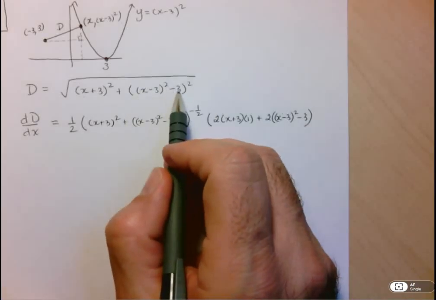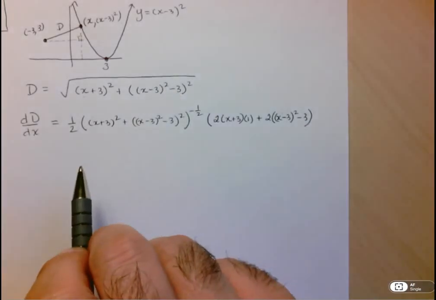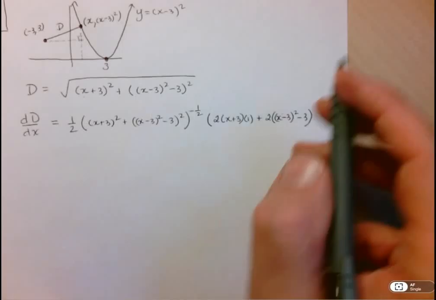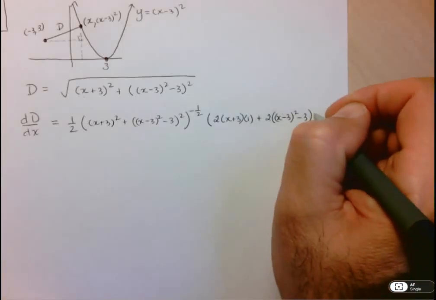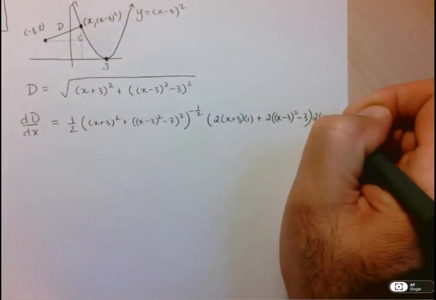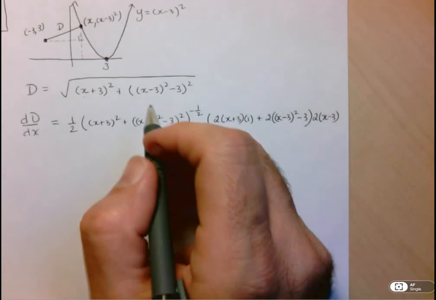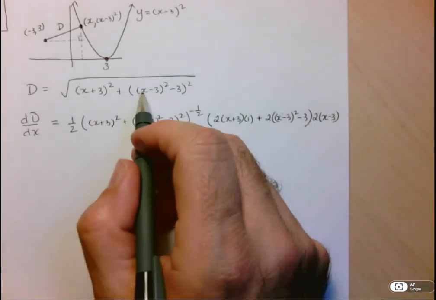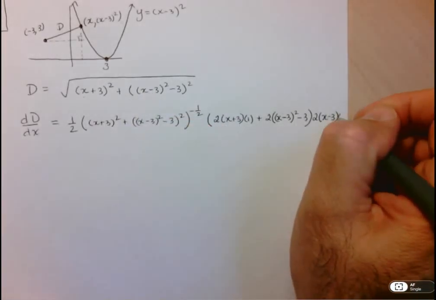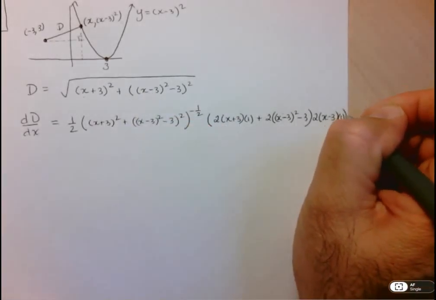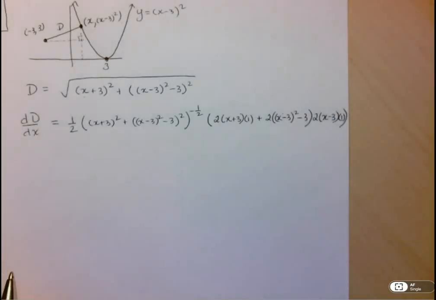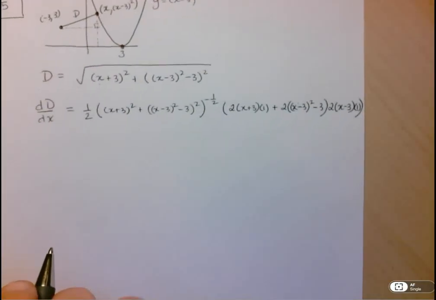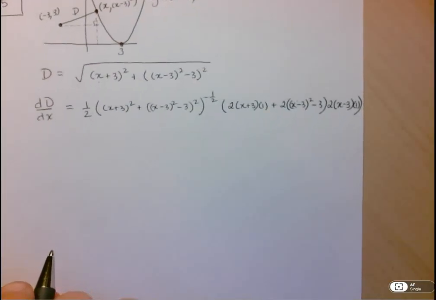So the minus 3, that's just a constant. That won't change anything. So the derivative here is just going to be 2 times x minus 3 to the 1, and here times the derivative of x minus 3, which is just 1. Okay, and close off that big bracket. So let's see if this is useful for me.